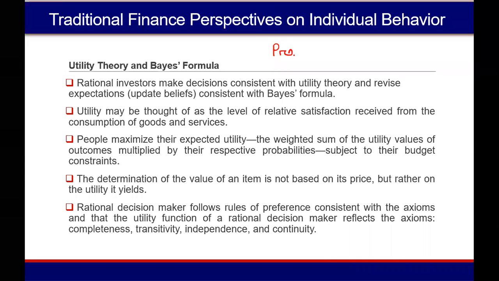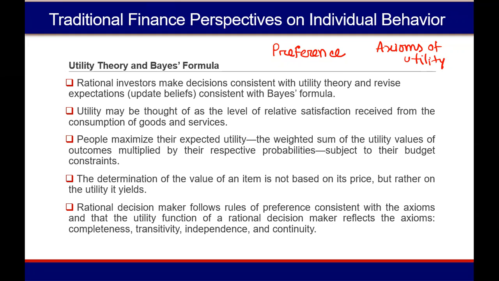The things you need to recognize: one is individual people's preference. Individual people's preference should reflect the axioms of utility. Should reflect the axioms of utility. Can you recall the axioms of utility? We talked about it. Can anyone recall that we learned about the axioms of the utility function? Yes, sir. Four axioms of utility, based on which the utility function is built.